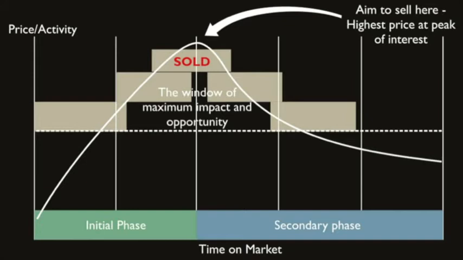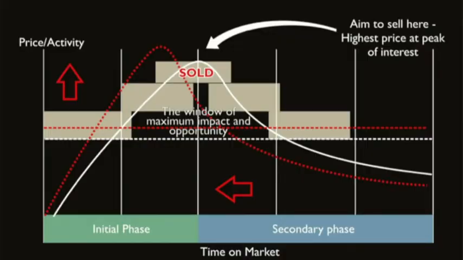What we want to achieve is an initial listing price that satisfies the expectations of the seller. We call that the hope factor. It's what the seller hopes to achieve for his property with what the market responds at, and to sell the home in that window of maximum impact and opportunity. It's the period on the market in which the selling price of the home will be maximized due to high buyer interest.